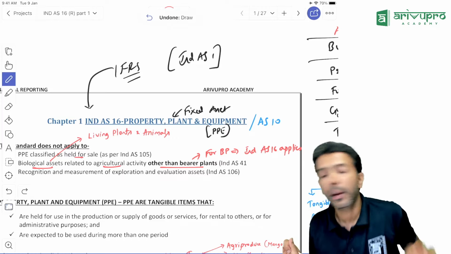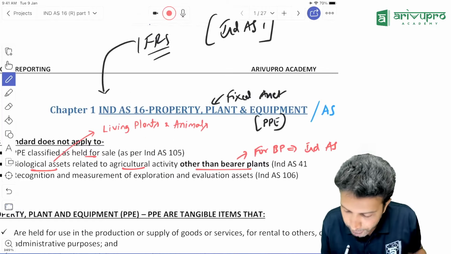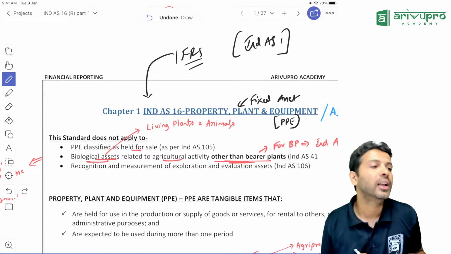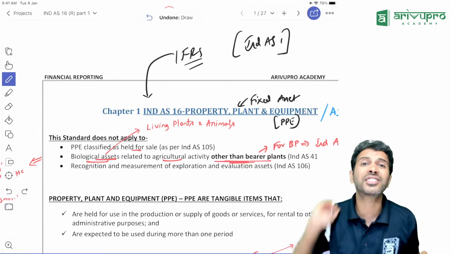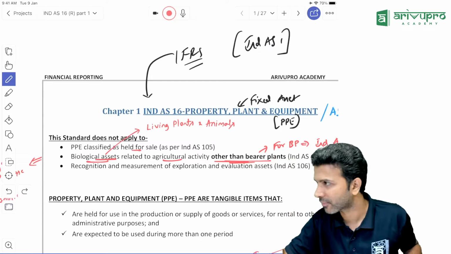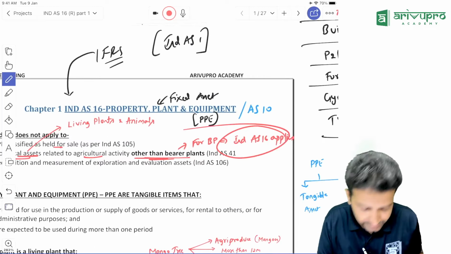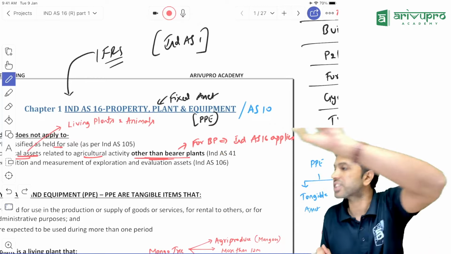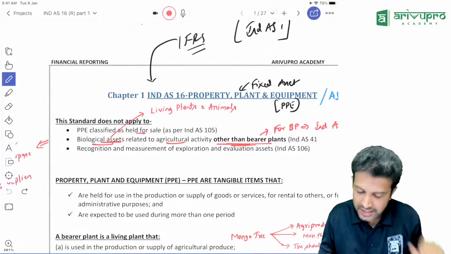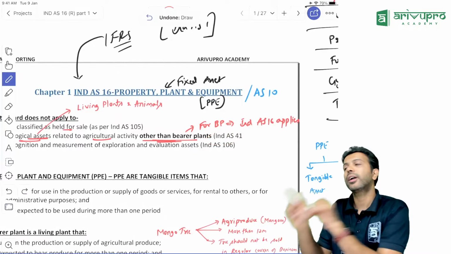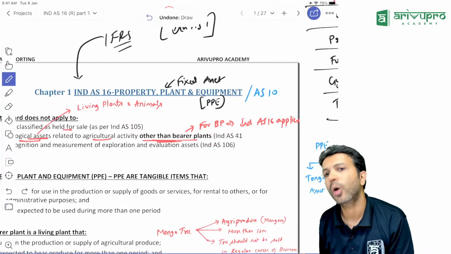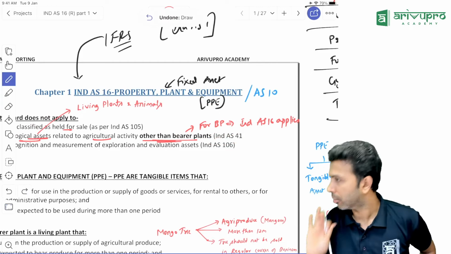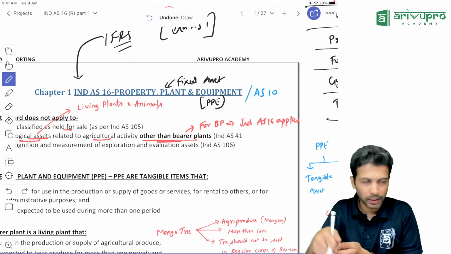But there is an exception to this rule called bearer plant. Biological assets other than bearer plant. Meaning, exception of exception is applicability. So, for bearer plant, Ind AS 16 very much applies. For other plants and animals, Ind AS 41 will get triggered. Sir, what is this bearer plant? We'll talk about that in the next session. First, we'll complete this.